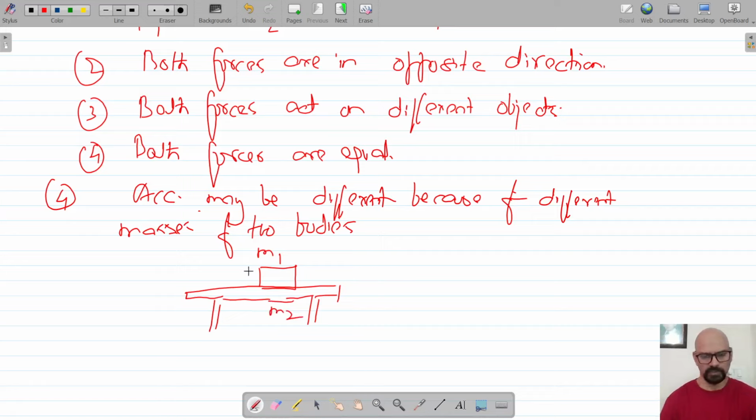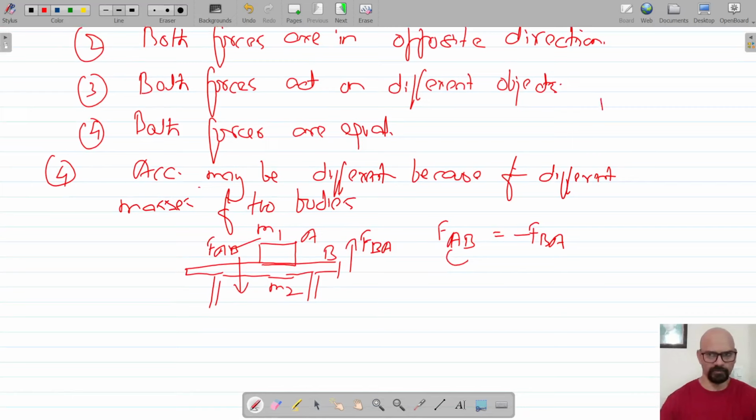Let's say this is block A and table B. FAB is the force applied by object A on B, and FBA is the force applied by object B on A. So these forces are equal but in opposite direction. This force FAB is in the downward direction, and the force applied by object B on A is in the upward direction. Both these forces are equal and opposite.